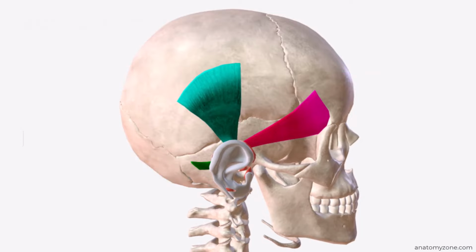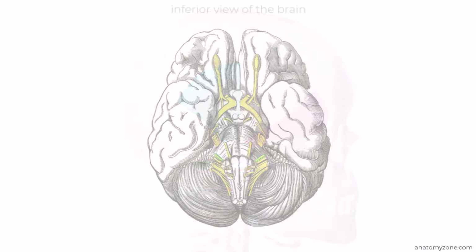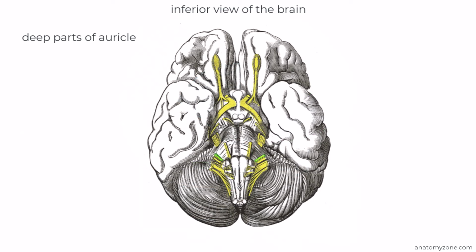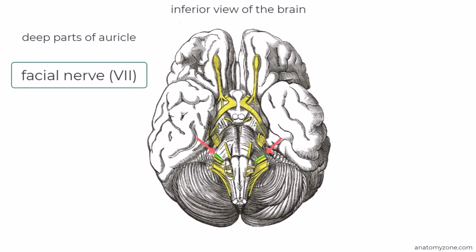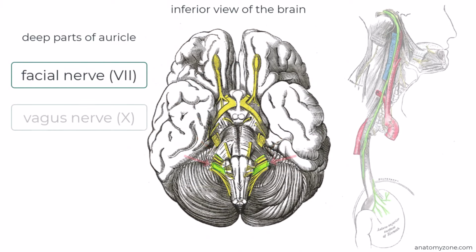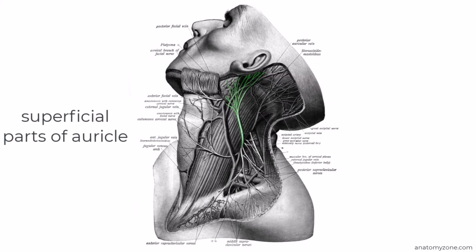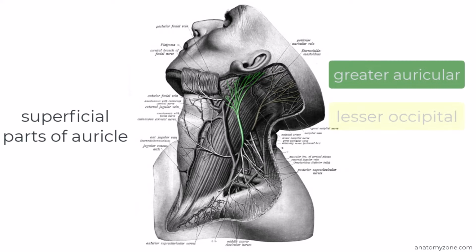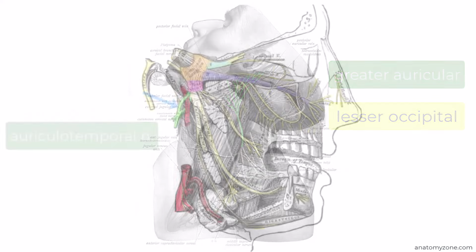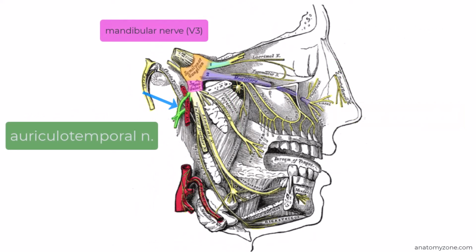There are several nerves which provide sensory innervation to the auricle. The deep parts of the auricle are supplied by branches of the facial nerve, cranial nerve number 7, as well as the vagus nerve number 10. The superficial or more peripheral parts of the auricle are supplied by the greater auricular and the lesser occipital nerves, and these arise from the cervical plexus.